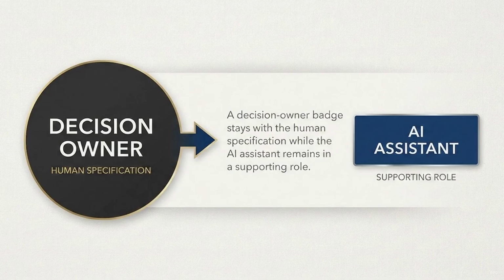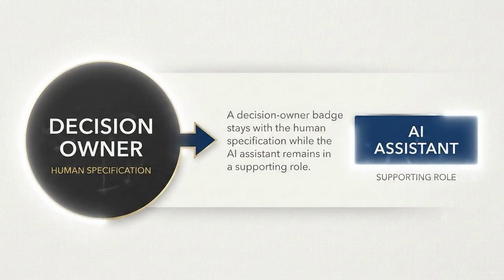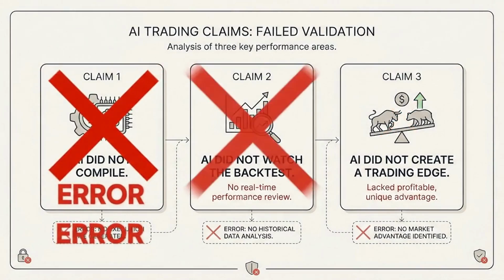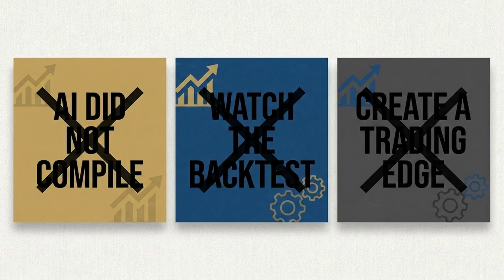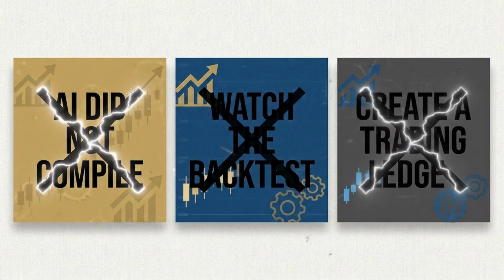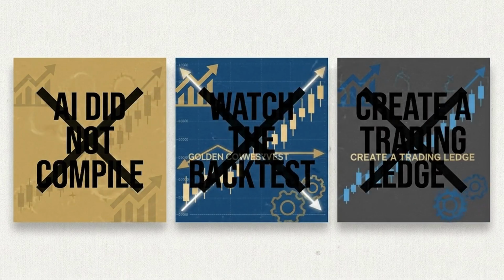But it did not decide what the strategy meant. It did not validate the code inside MetaEditor. It did not inspect the visual backtest for us. And it did not turn a moving average crossover into an edge simply by automating it.